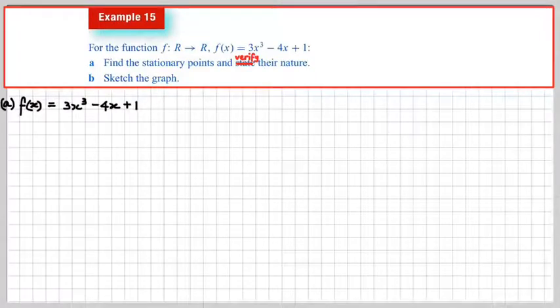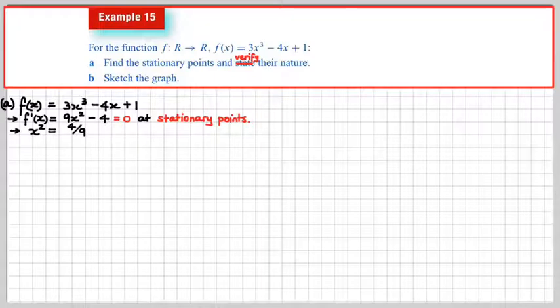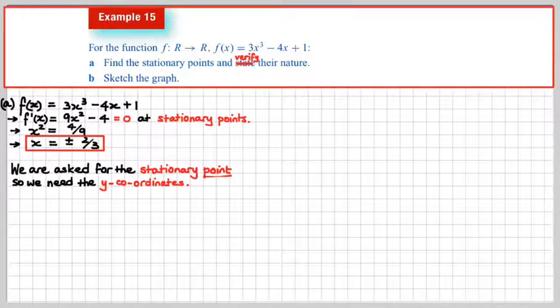Now, okay, there's f of x, there's f dashed of x. Now we're going to set this equal to 0 for the stationary points, and there they are. X is going to be plus or minus 2/3. Now they're asking us for the points with an underline there, because if they ask you for a point you need x comma y, otherwise you are wrong. They didn't ask you for the x values of the stationary points, they asked you for the stationary points, so you need the x comma y and in brackets, right?